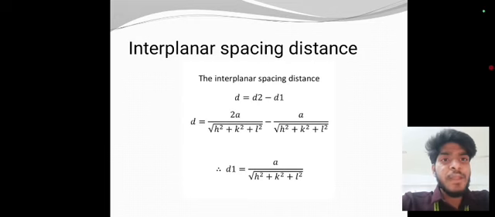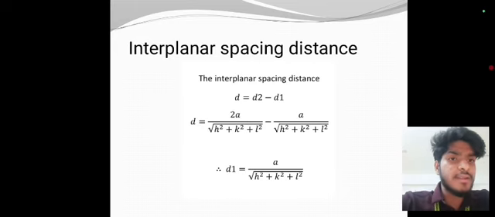Now finally we get the interplanar spacing distance d equal to d2 minus d1. Now substitute these values: d equal to 2a by root of h square plus k square plus l square minus a by root of h square plus k square plus l square. Then d is equal to a by root of h square plus k square plus l square.